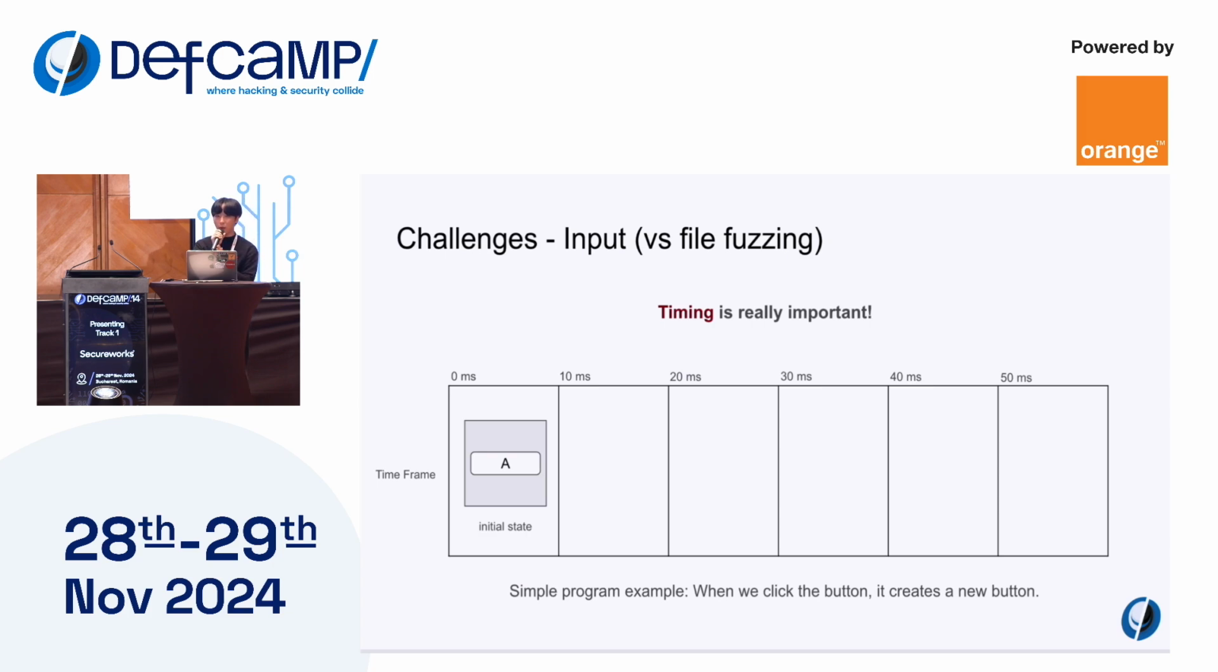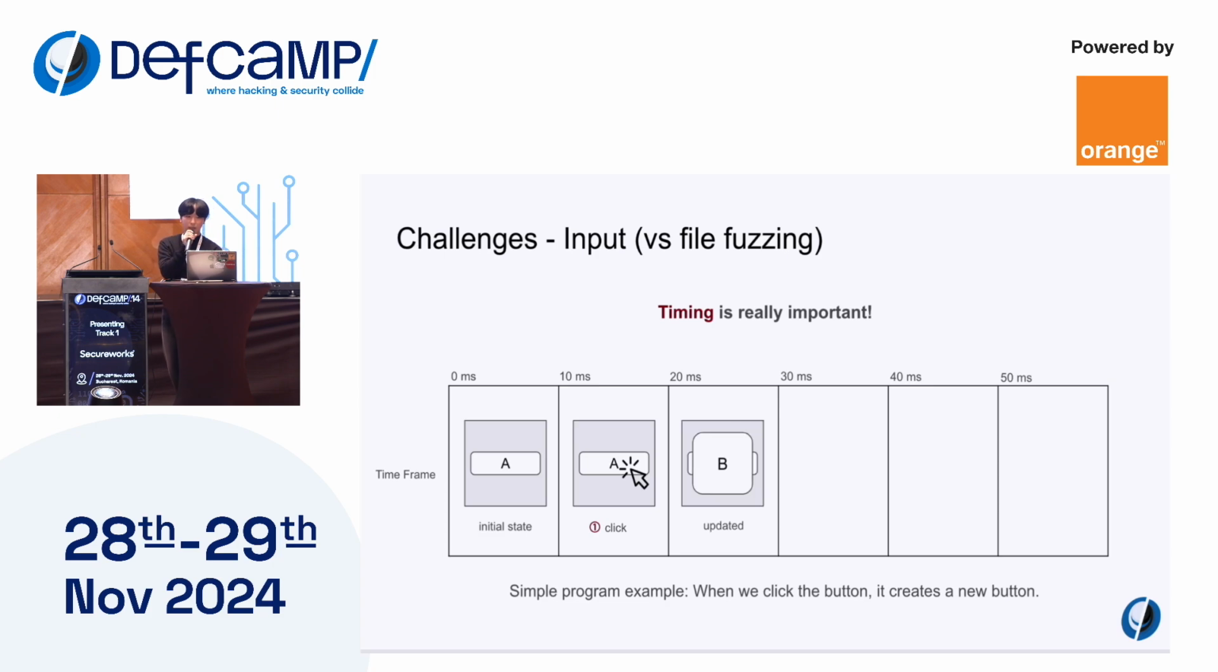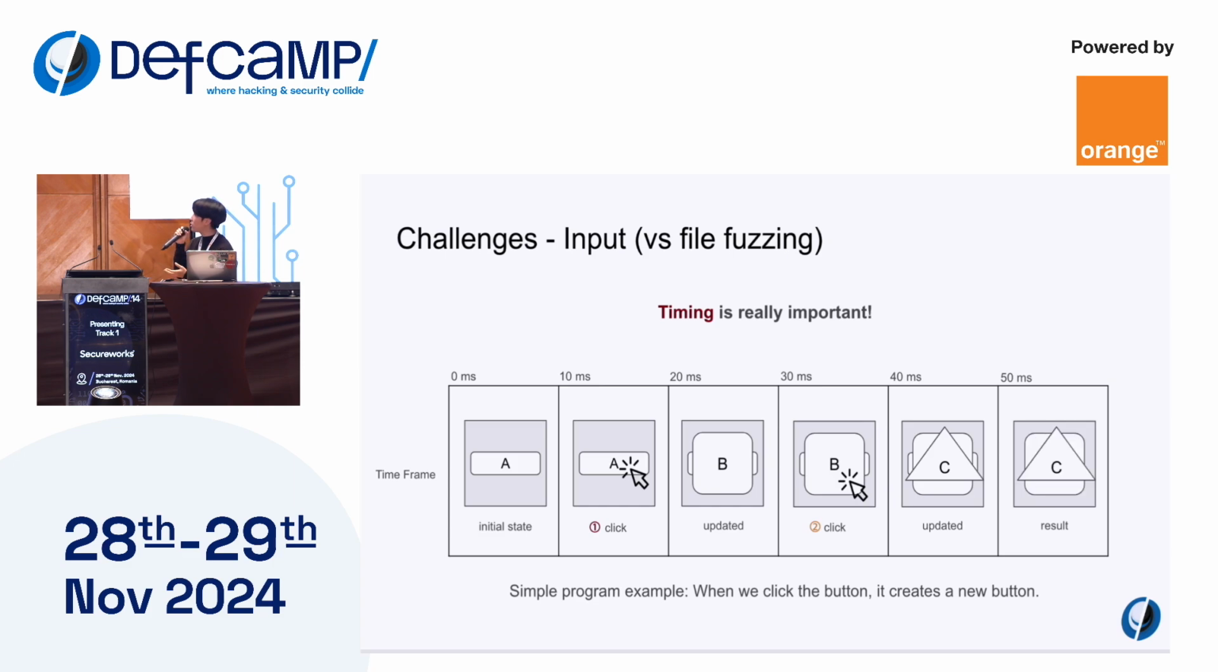So we have a simple program here. Each time you click a button, it generates a new button. So it's pretty basic, right? Let's start by clicking button A at 10 milliseconds like this. This click will generate a new button B, and now we click the new button B at 30 milliseconds, and it also creates a new button C, and as a result, the C button appears at the very front. So that's the first run, and now let's start the second run.